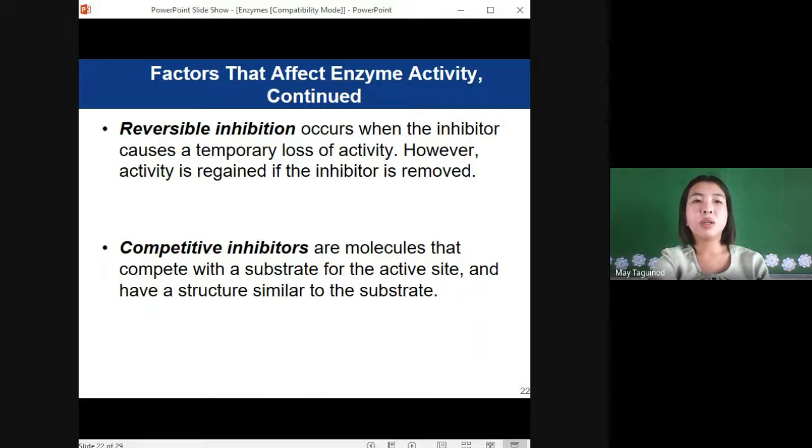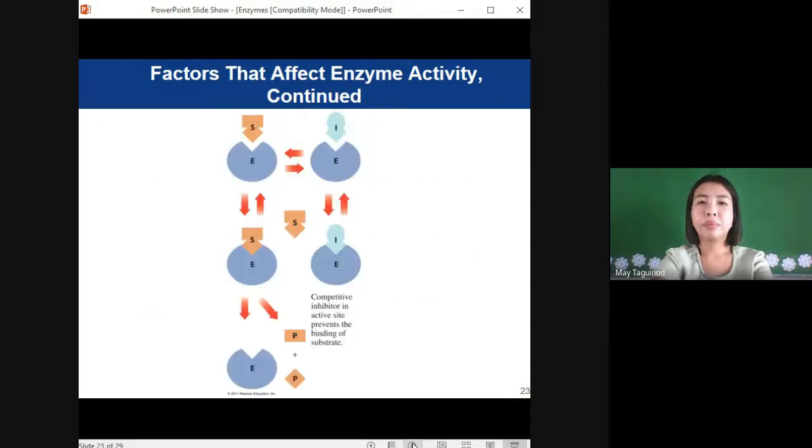When we say reversible inhibition, it occurs when the inhibitor causes a temporary loss of activity. However, activity is regained if the inhibitor is removed. It can be competitive or non-competitive. As long as an inhibitor remains in the active site, the enzyme cannot react with the substrate to form a product.